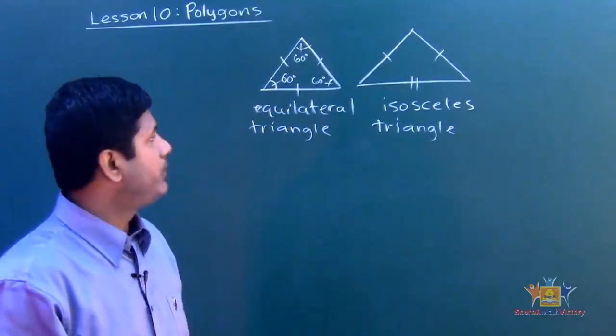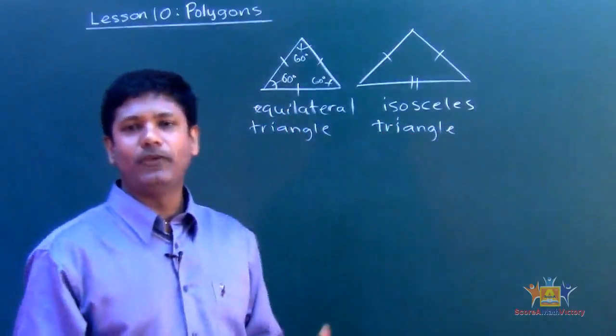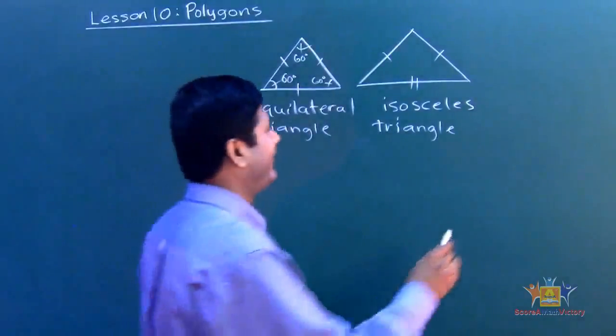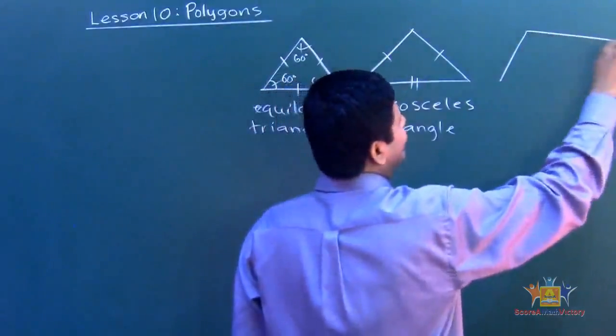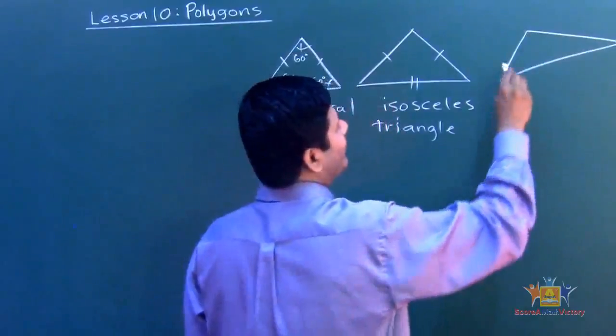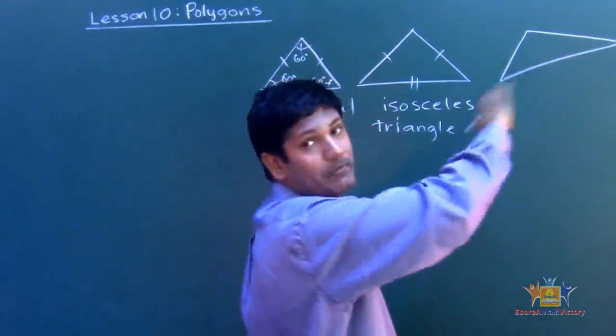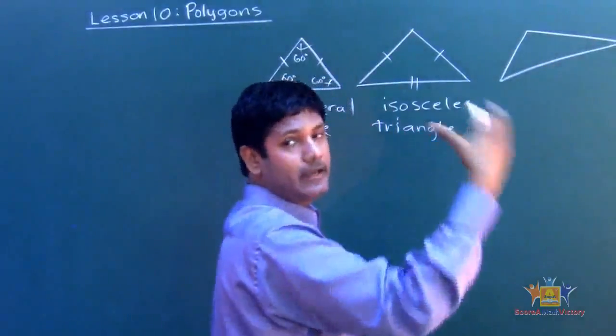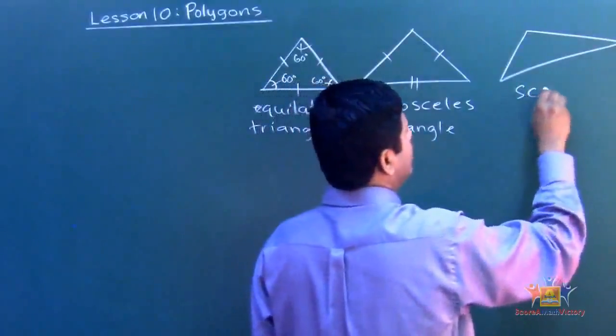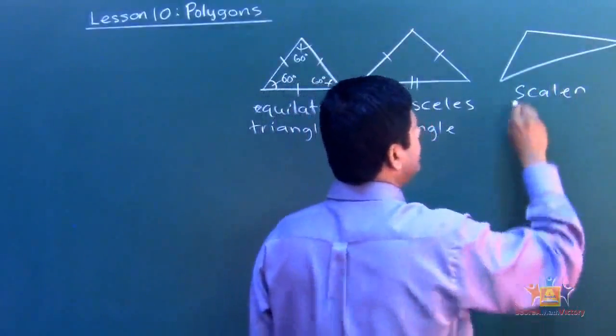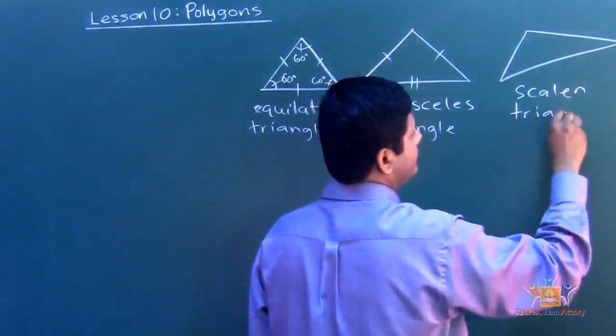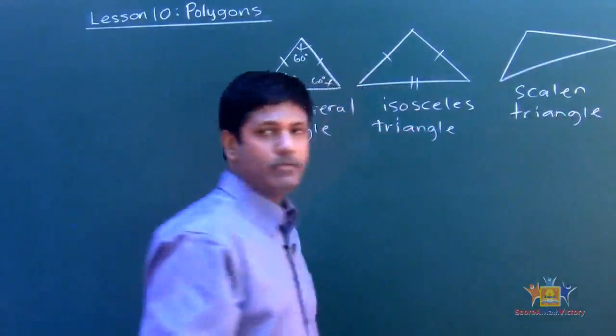Now, what if none of the sides are equal? It's called scalene. In other words, none of them are equal. So when none of them are equal, I don't have to put any line. You'll know right away they're scalene. So that is called a scalene triangle.